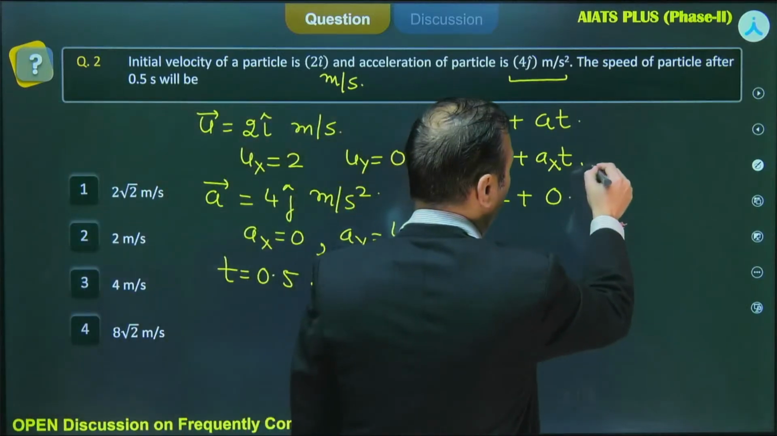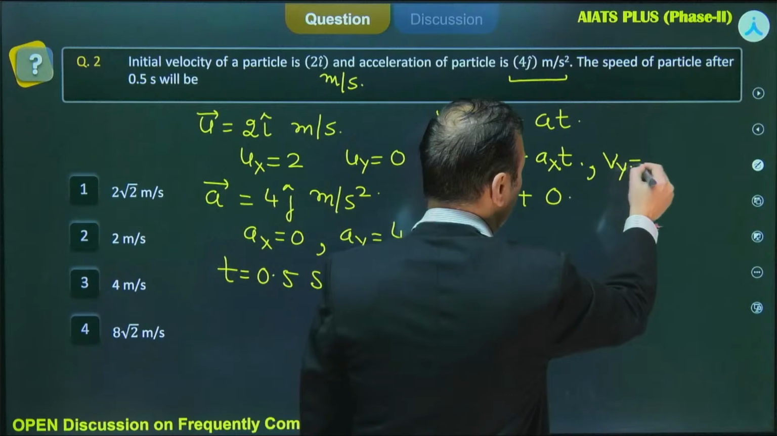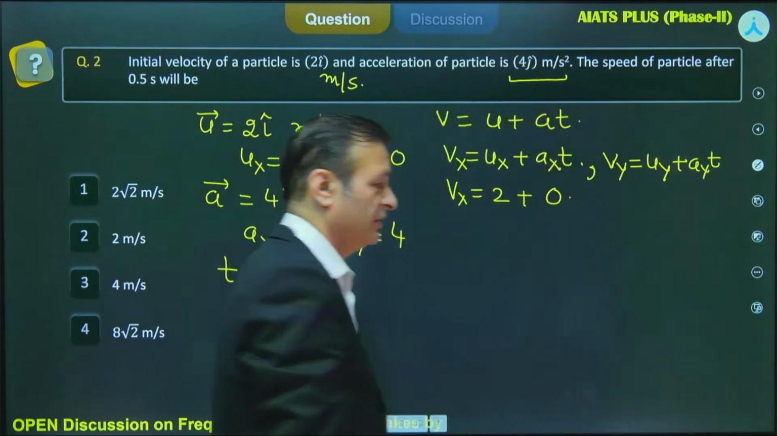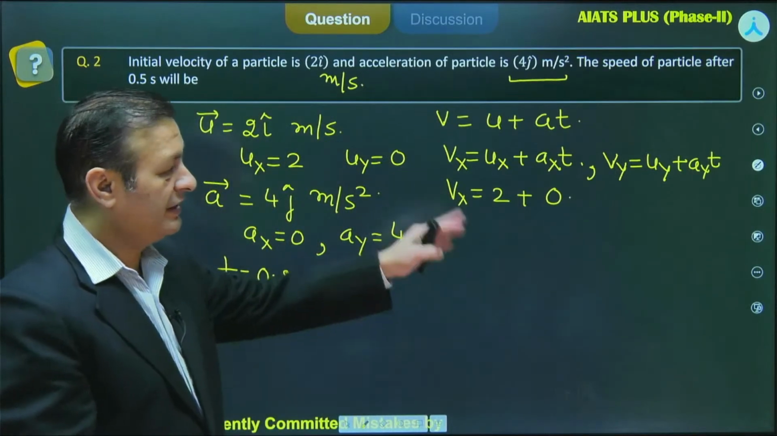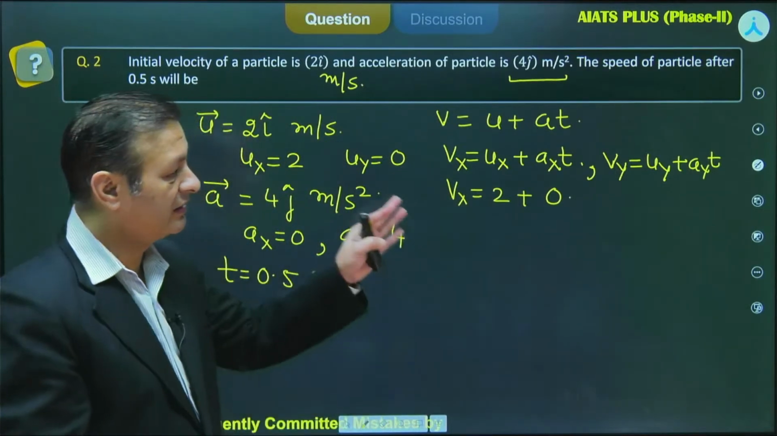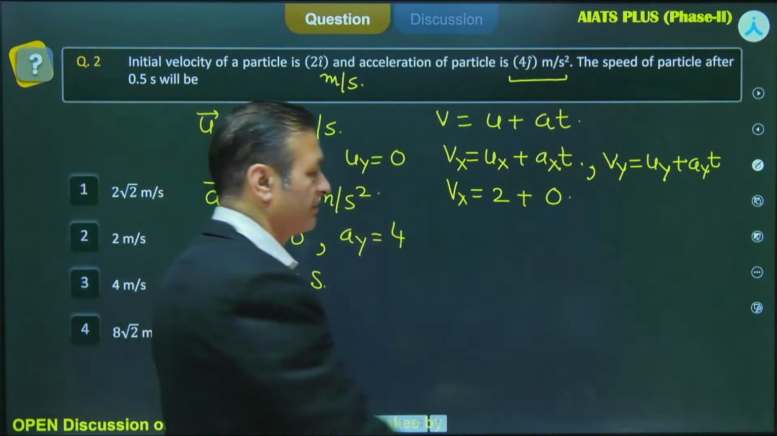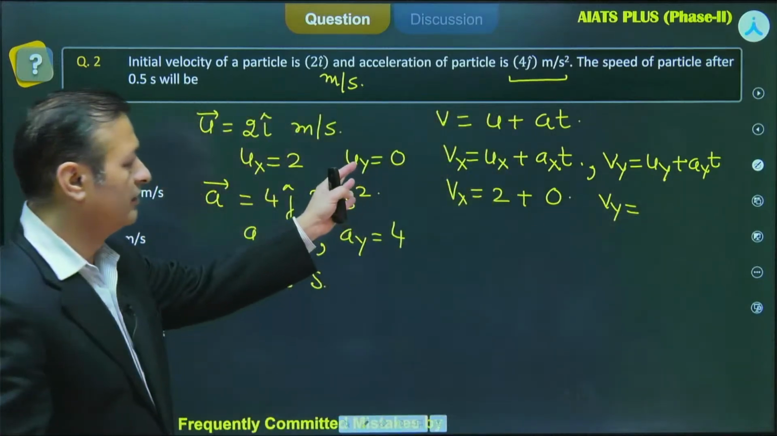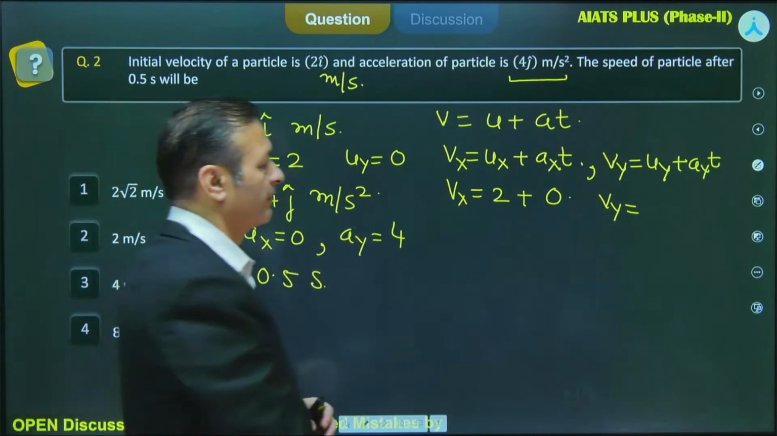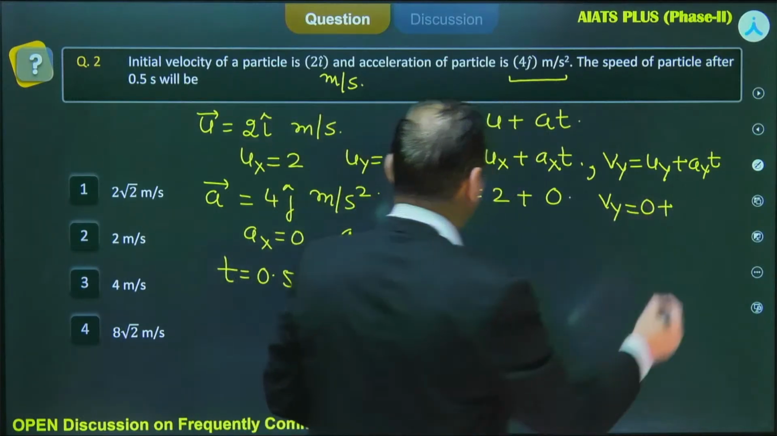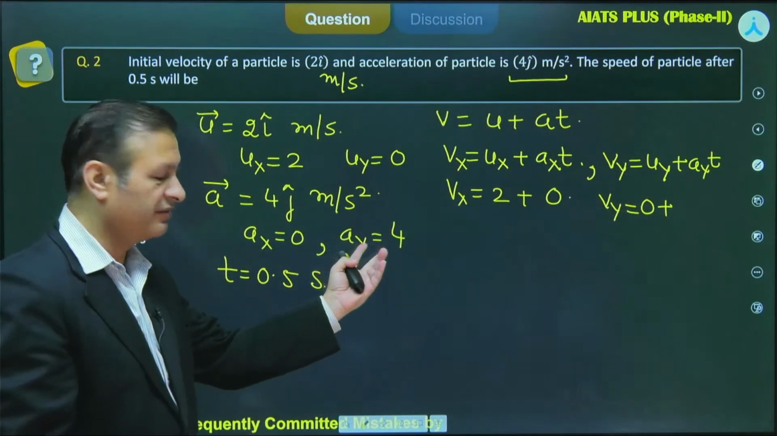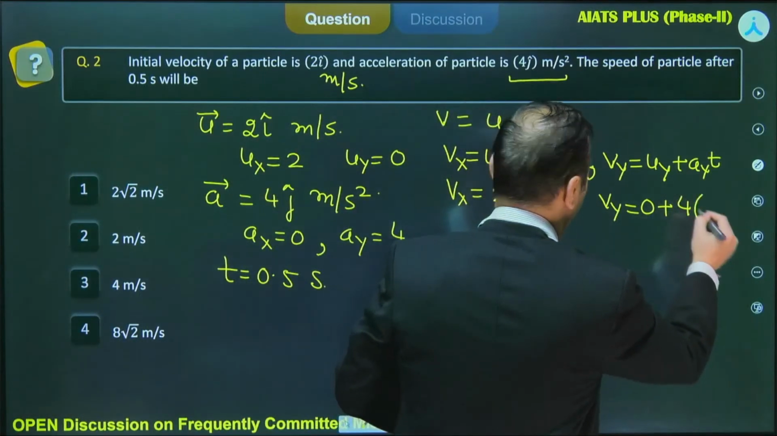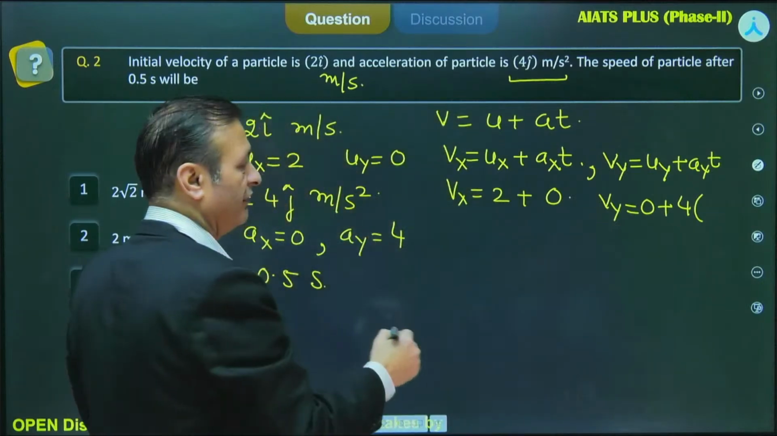Simultaneously, can you find out Vy also using the same formula for uniformly accelerated motion, but this time we'll be separating the y component, we'll be finding the y component of this velocity. So what is this Vy? Is there any uy? No, there is no uy. So this part is 0, but definitely the ay part is there. This ay is given to us as 4. And what is the time? Time is 0.5 second.